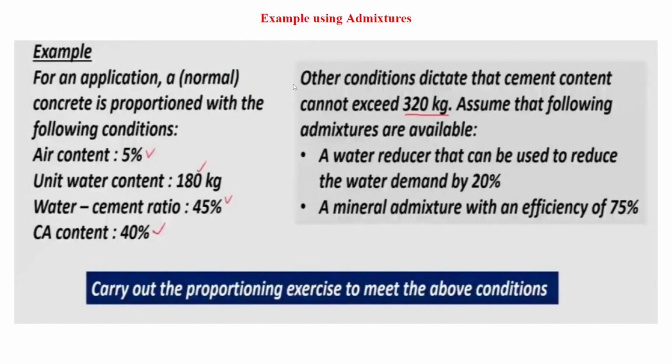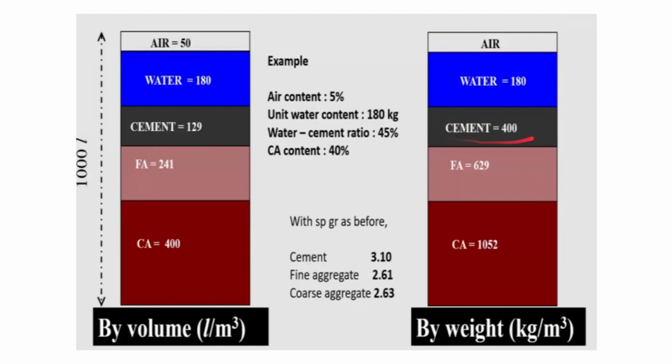But if you see here, it has been mentioned that 320 kg should not be exceeded. Here we have got the cement value as 400, so it has exceeded that. So here comes the use of mineral admixture. When we want to reduce the water or cement value, or the water by cement value, we use the concept of using admixtures. How does that work? We will find out in the coming slides.